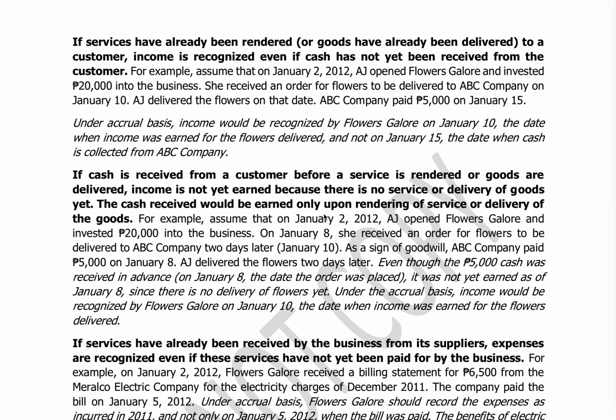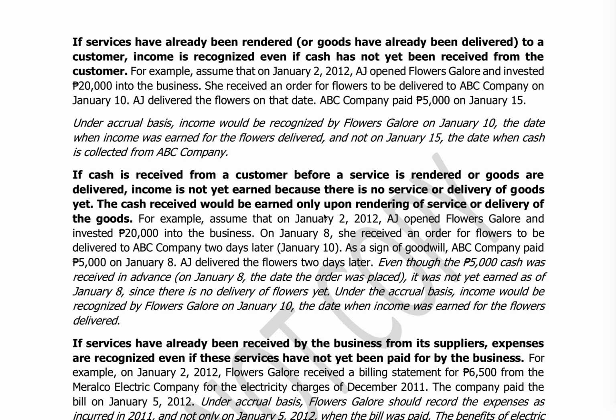So, the question is, when do you recognize the income? Is it on January 2 when the order was placed? Or is it on January 10 when the flowers were delivered, regardless when no cash has yet been received? Or on January 15 when the cash for the flowers were received? Answer is January 10. So, anong sabi dito? Under accrual basis, income would be recognized by Flowers Galore on January 10, the date when income was earned for the flowers which were delivered, and not on January 15 when cash was collected.